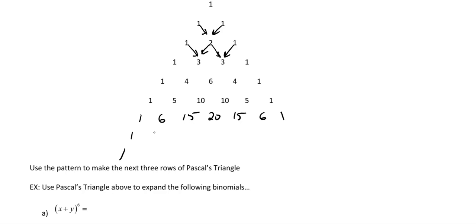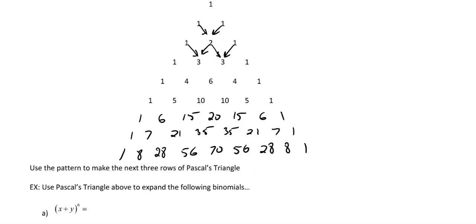For the next row, we're going to have 1 and 6 would be 7 in that spot. And then 21, 35, and then 35 again, and then 21, 7, and 1. And then the last one's going to be 8 in that spot, 28, 56, 70, and then 56, 28, 8, and 1.